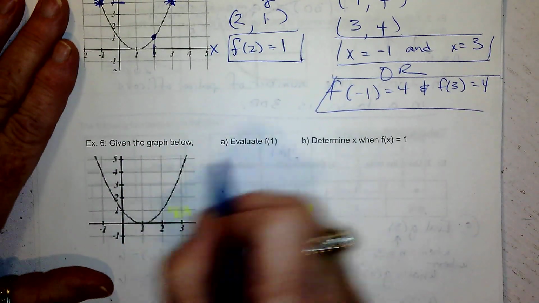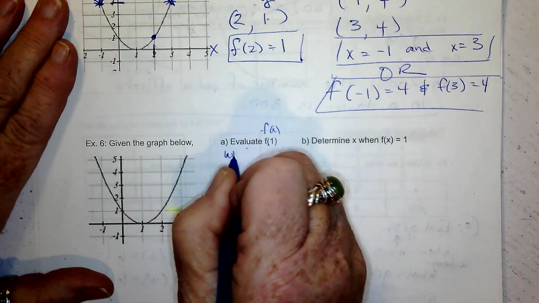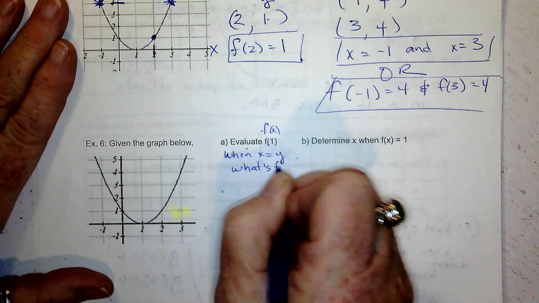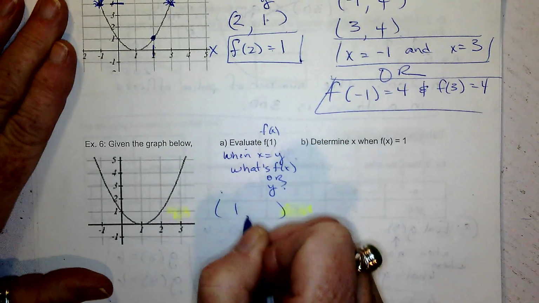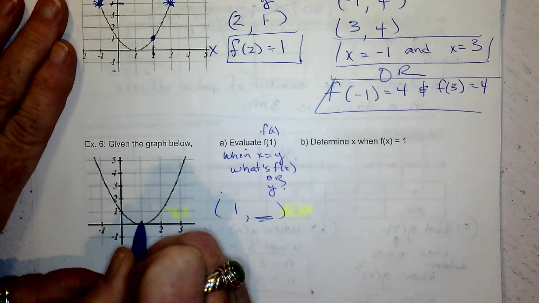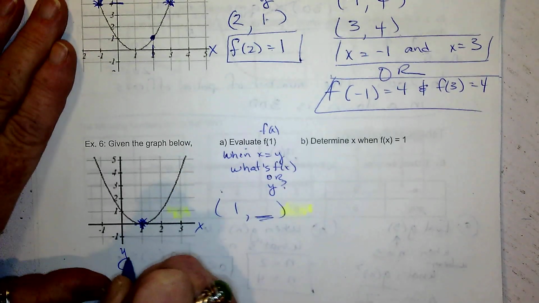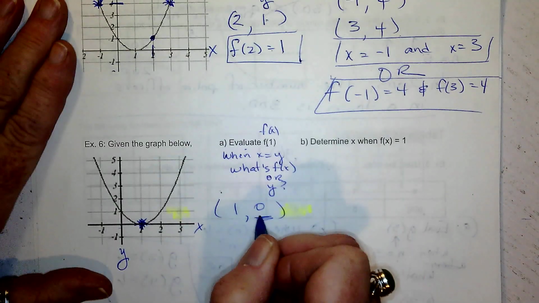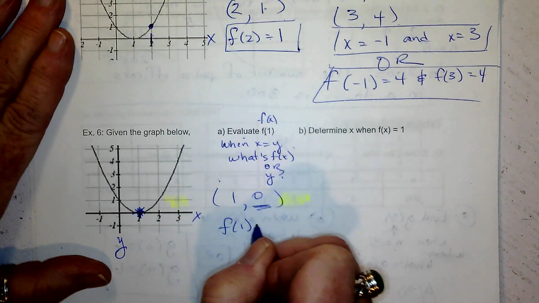All right, let's look at the next one. Given the graph below, evaluate f of 1. So this means it's replacing the x. When x is 1, what's the function? What's f of x or y? It's the same thing. So we know that x is 1. What is our y value? Here is x equals 1. Here's my point right there on the x-axis. And so that means my y value is 0. Again, you can't use this as your answer. You need to say that f of 1, the function of 1, is 0.